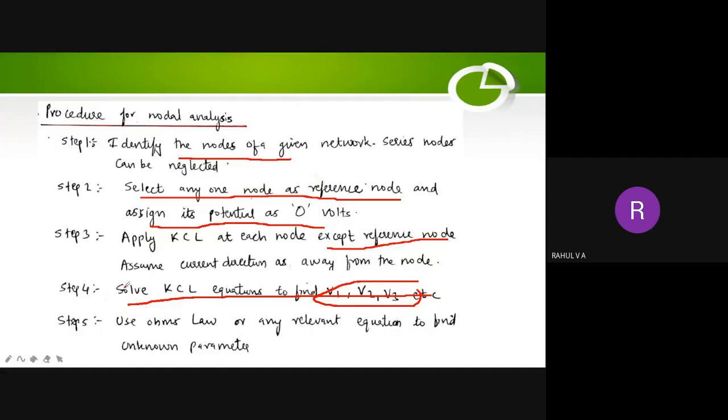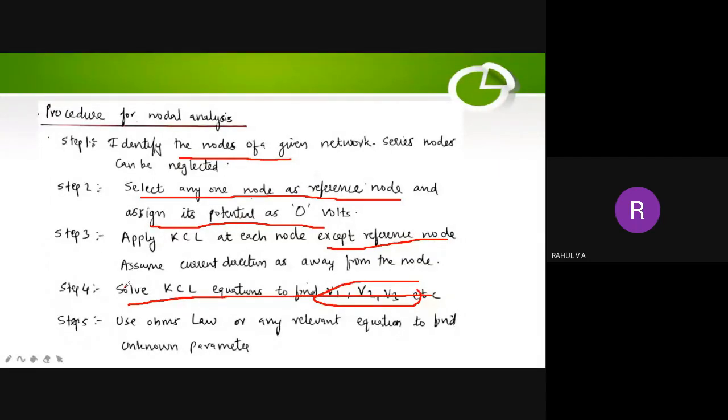Okay, first in the case of mesh analysis, first we identify number of meshes. So here we have to identify number of nodes. But when identifying number of nodes, you have to neglect series node. A series node is a node where only two branches are connected. So you can neglect that. Then in this case, select any one node as a reference node. Normally, a node which is connected to negative terminal of the supply will be considered as reference node.